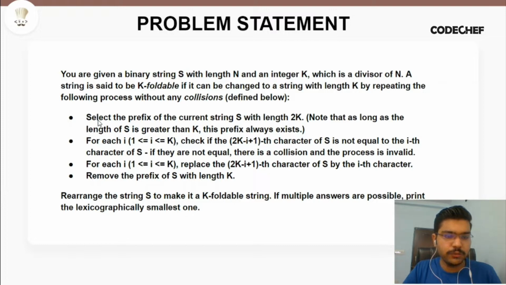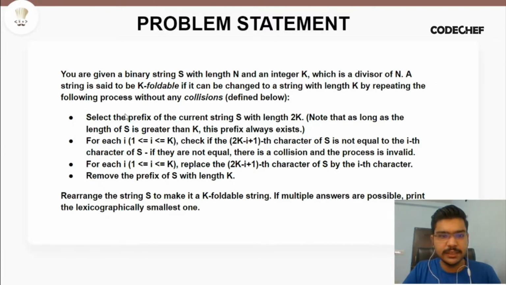Alright. So first what we will do, we'll select the prefix of the current string s of length 2k. So we'll take a prefix of length 2k from the string. And there will always be a prefix because the length of the string s is greater than k, right? So the prefix will always exist.